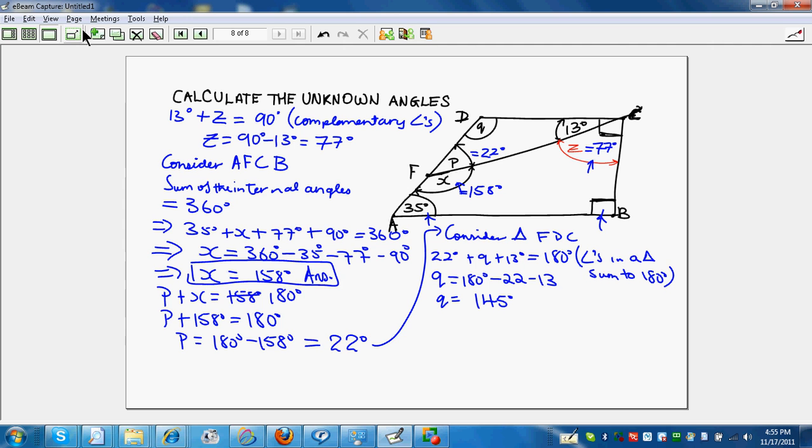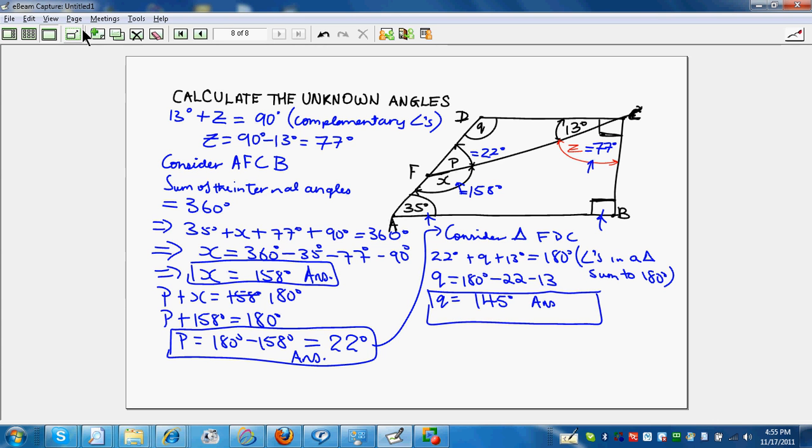They wanted to know P. We solved for P here. So this here was an answer as well. This is an answer. And they also wanted to know Q. So this as well was an answer. Okay, so you solve all of those things for them.